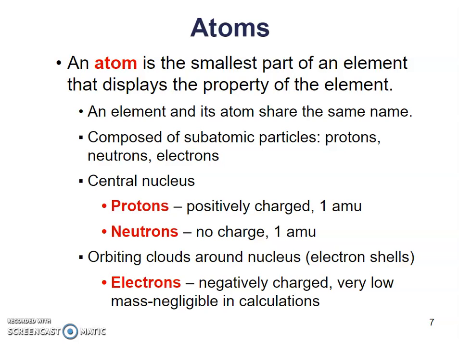Outside that nucleus, flying around it at a very, very high rate of speed, are electrons, which are negatively charged, and they have an extremely low mass. It's low enough that whenever we're doing calculations, we can just ignore that mass completely.